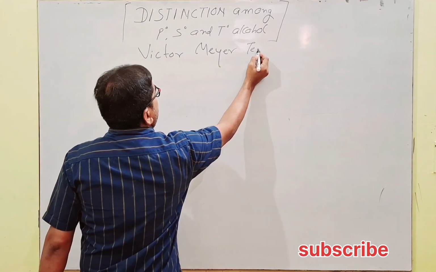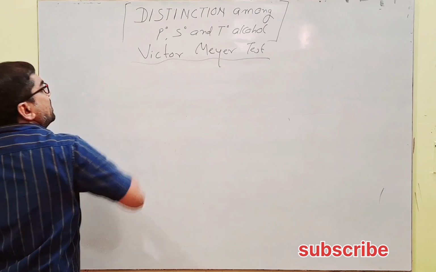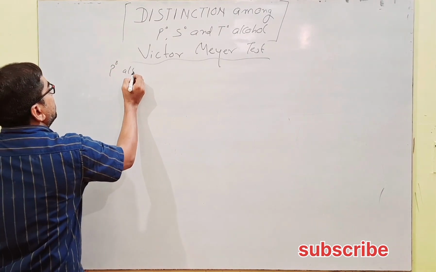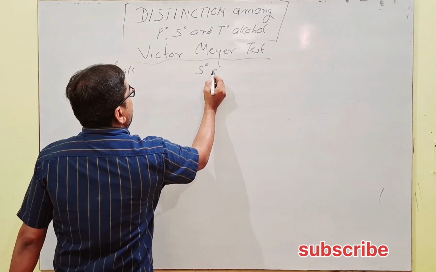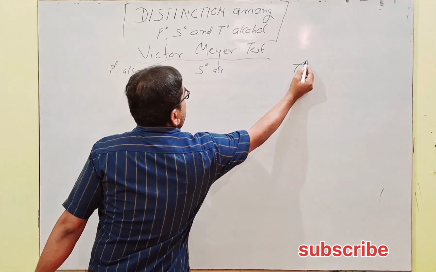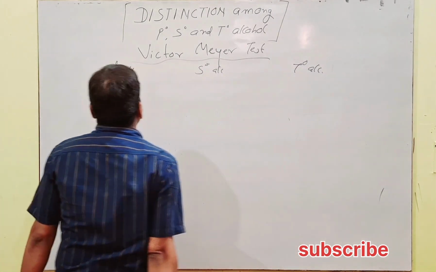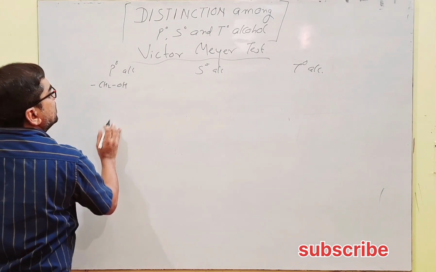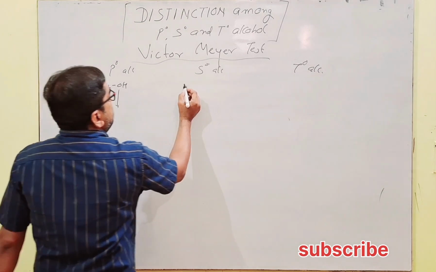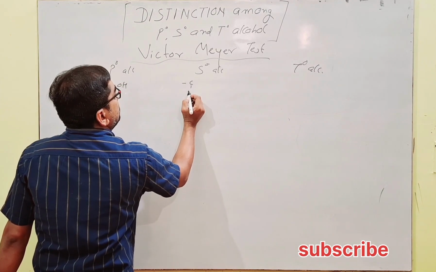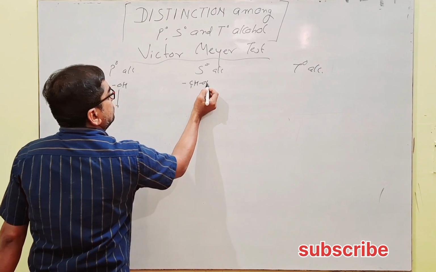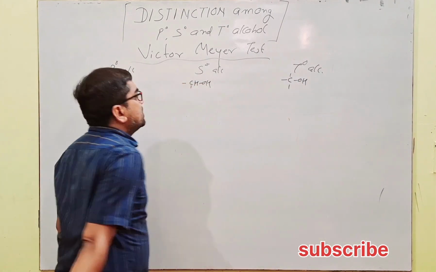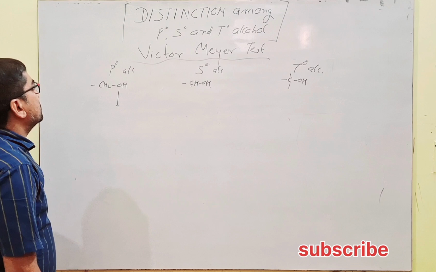Victor Meyer test, to distinguish among primary, secondary and tertiary alcohol. Here primary alcohol is taken, then secondary alcohol, and then tertiary alcohol. We know primary alcohol has the formula CH2OH, secondary alcohol has CHOH, and tertiary has COH. This is primary, secondary and tertiary alcohols.